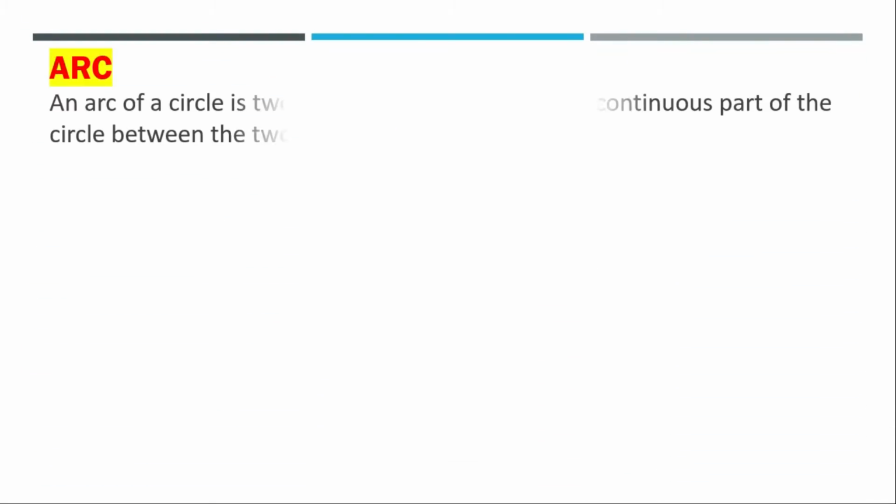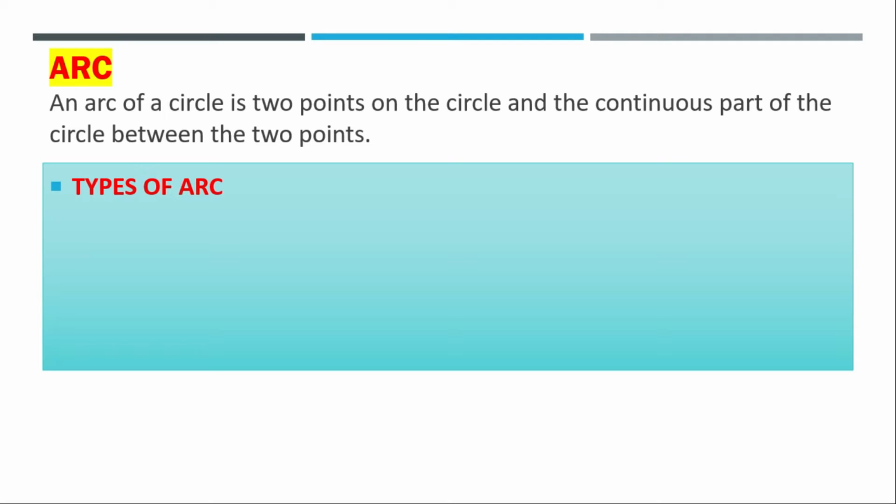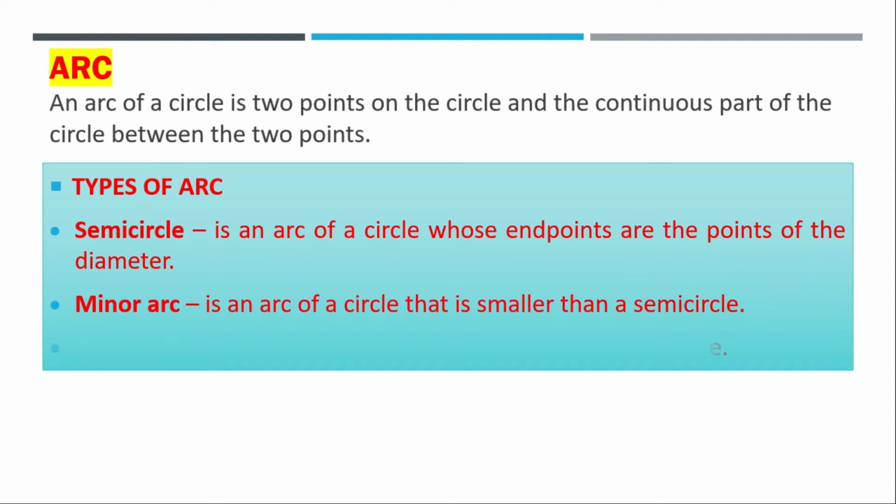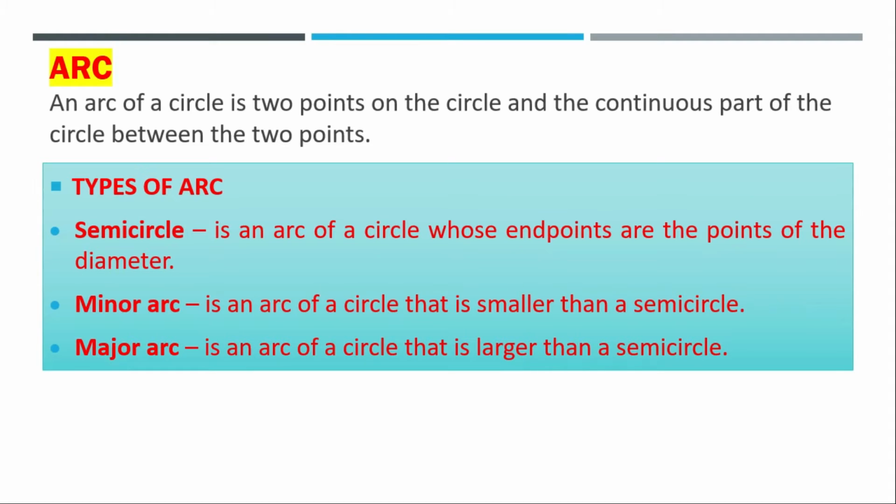Let's now proceed to arc. So, yung arc natin, yun yung nakapalibot sa ating circle. So, an arc of a circle is 2 points on the circle and a continuous part of the circle between the 2 points. So, meron tayong different types of arc. We have here the semicircle, minor arc, and the major arc. So, when we say semicircle, it is an arc of a circle whose endpoints are the points of the diameter. So, yung endpoints ng ating semicircle ay nasa endpoints ng ating diameter.